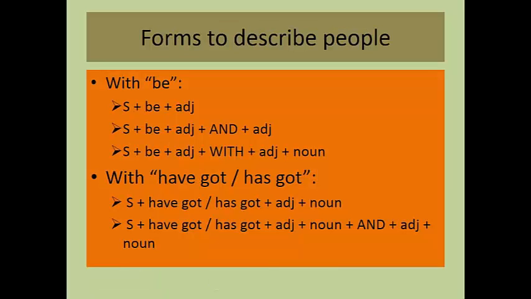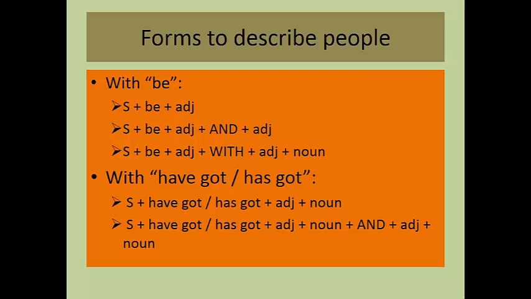And now that we have finished with this basic vocabulary, let's learn the two forms to describe people with two different verbs. First, we can use the verb be with three different structures. We can use a subject, the verb and an adjective. Or we can use the subject, the verb be, an adjective, and another adjective. Or we can say the subject, the verb to be, an adjective, with, and an adjective and a noun.